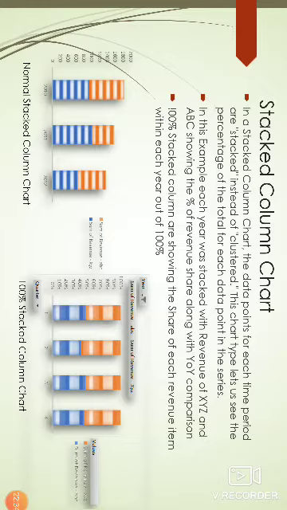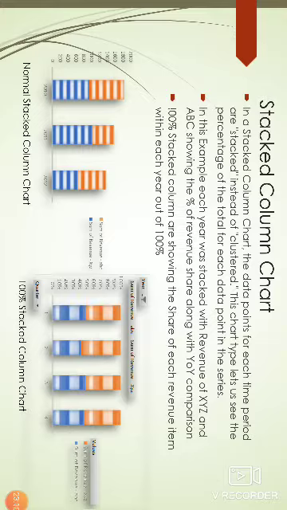In the first diagram it shows the normal stacked column chart. Here the second diagram is the 100% stacked column chart, so here it shows the percentage. The normal chart shows the range 0 to 100, 400, like that. In the 100% stacked column chart it shows the percentage 0%, 10%, 20%.